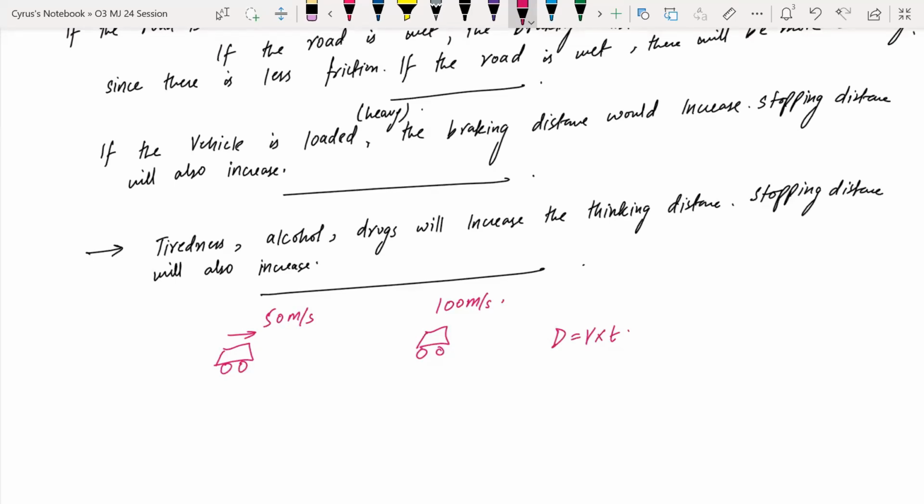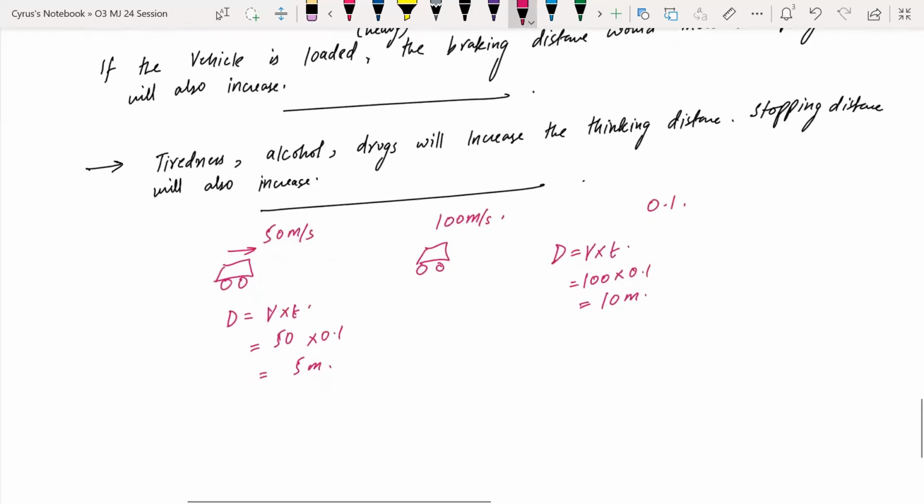ये पेपर में क्वेश्चन आया होगा, राइट? 0.1 सेकेंड्स. तो 100 into 0.1 will give you 10 meters. और इसका हो जाएगा, this is 50 into 0.1, this is 5 meters, right? So remember that if the speed of the car, एक की स्पीड ज्यादा है दूसरे की स्पीड कम है, दोनों का रिएक्शन टाइम, जो ह्यूमन रिएक्शन टाइम है वो तो सिमिलर होगा. अगर दो नॉर्मल ह्यूमन बीइंग्स हैं ऑलमोस्ट सिमिलर होगा. लेट्स से ह्यूमन रिएक्शन टाइम है 0.1. तो आप स्पीड इनटू टाइम करें तो आपके पास डिस्टेंस आ जाएगा, और इसी तरह से आप स्पीड 50 थी टाइम 0.1 था तो आंसर आपके पास 5 आ जाएगा.